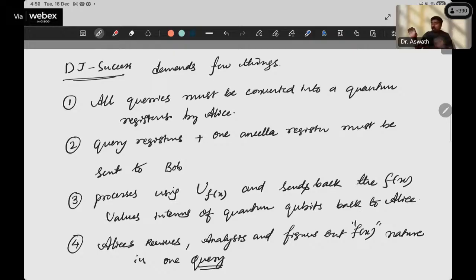So she bundled all her functional values, all the x argument values, and sent them to Bob. Bob processes it and sends it back to Alice. And Alice takes them and finds out whether the function is balanced or not. Okay, fine. So now how does she bundle all her query registers into one channel, and how does she add an ancilla qubit to store the information of all the functional values?